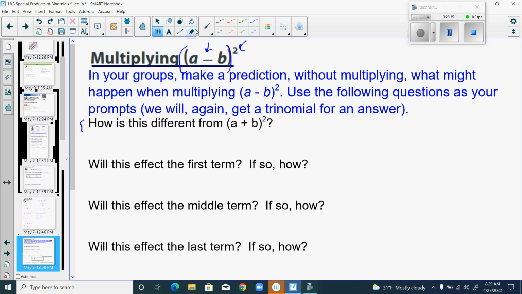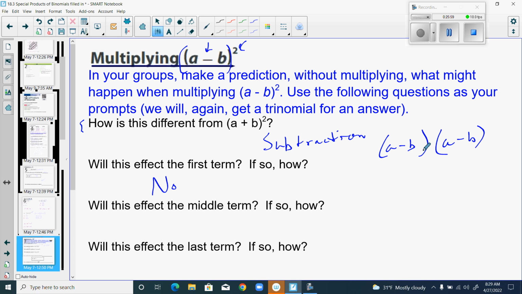So will this affect the first term in my answer? The answer to that is no, it won't, because I'm still going to be taking a times a. If we think about this as a minus b times a minus b, I'm still going to be taking a times a. So a times a is still a squared, so it does not change my answer.